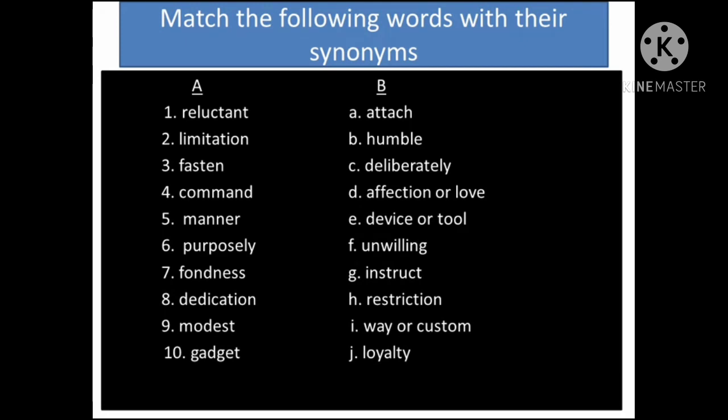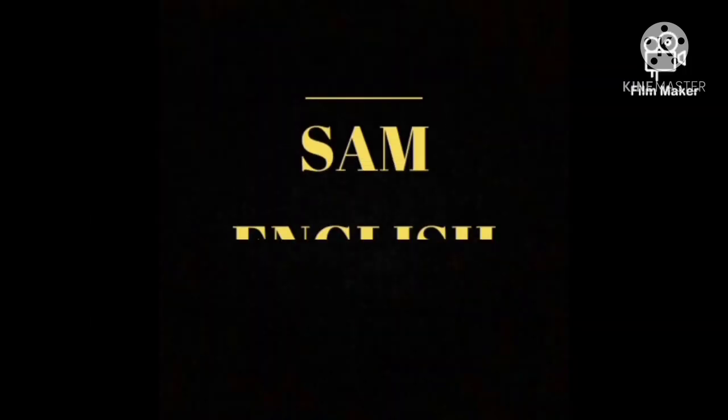Number 10, gadget. And from beside: A, attach; B, humble; C, deliberately; D, affection or love; E, device or tool; F, unwilling; G, instruct; H, restriction; I, way or custom; J, loyalty.